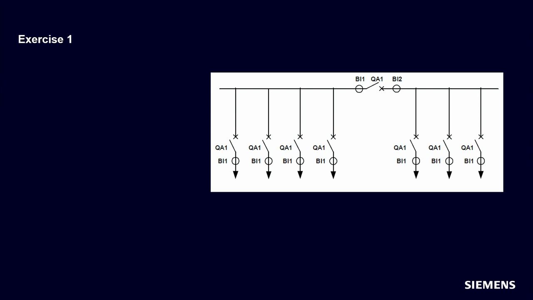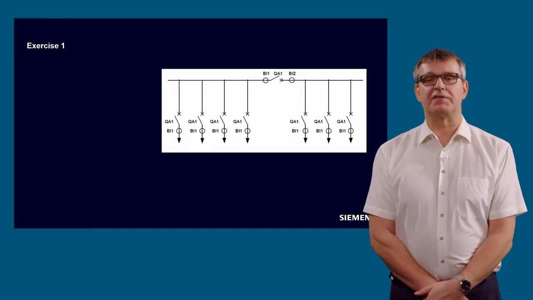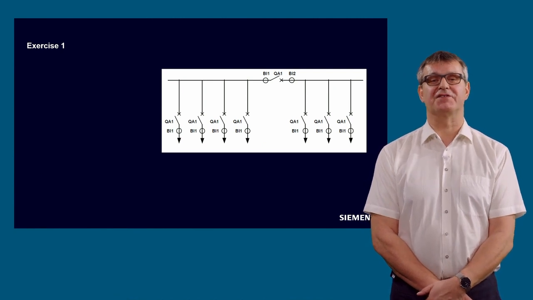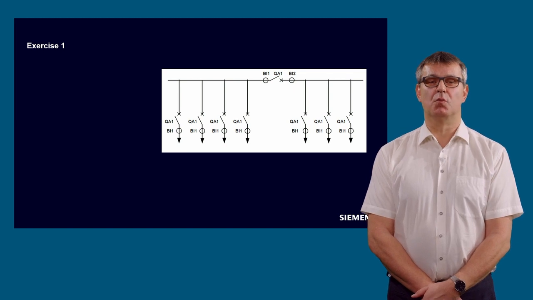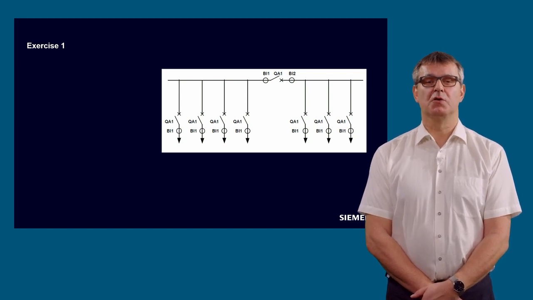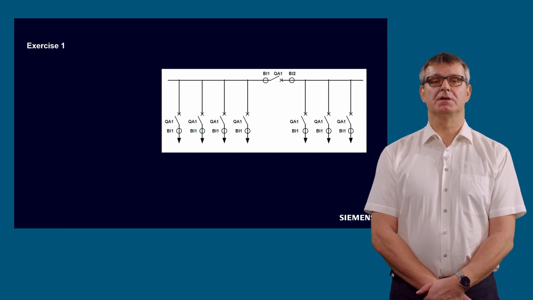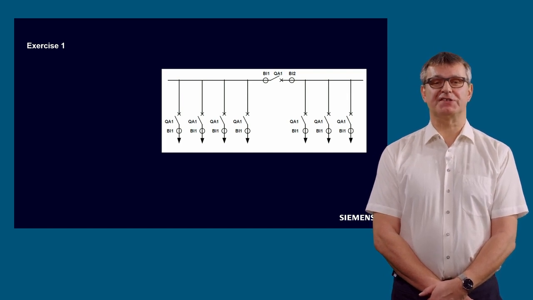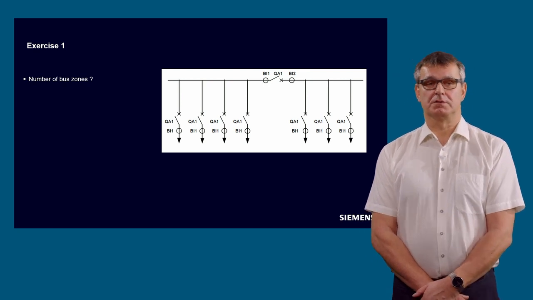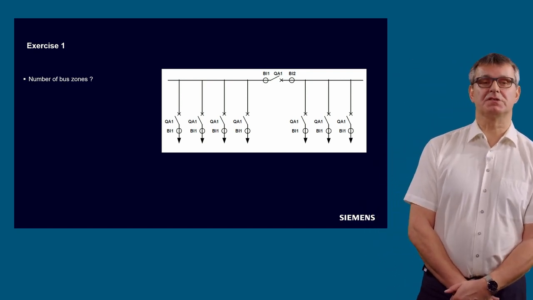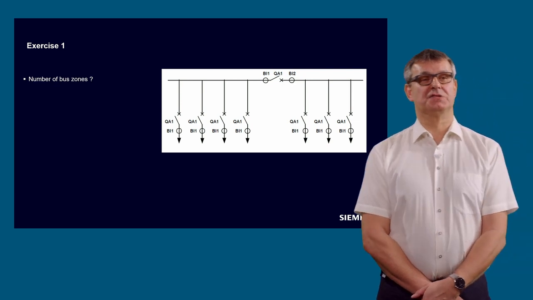Okay, next slides I really like, because it gives also a little bit to you the possibility to check whether you have understood all the things I have tried to explain now. Here we have a small configuration. We have a single bus with a sectionalizing coupler in between. So check it by yourself. First question, how many bus zones do we need?